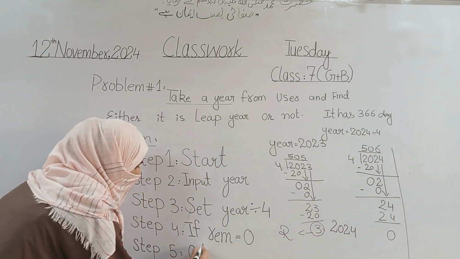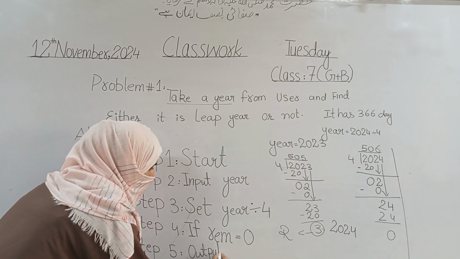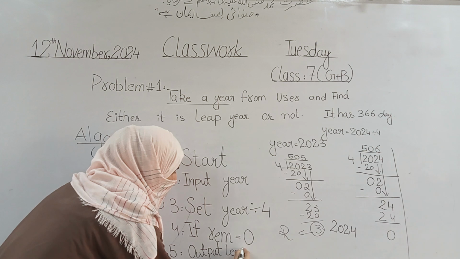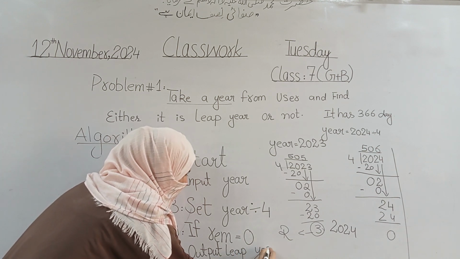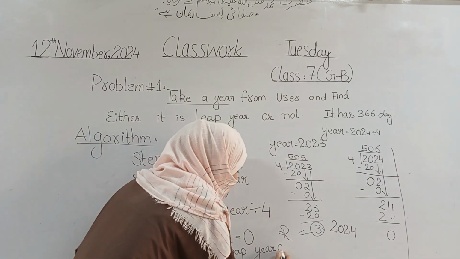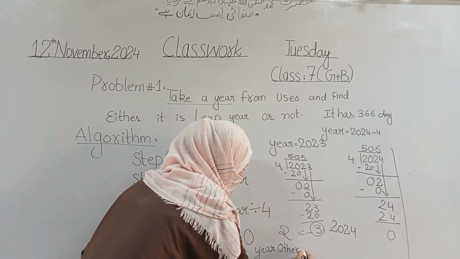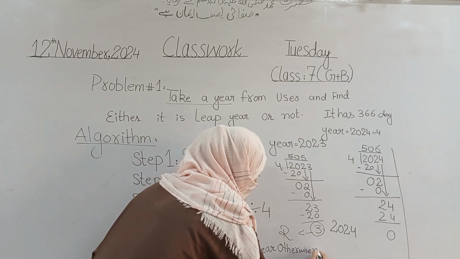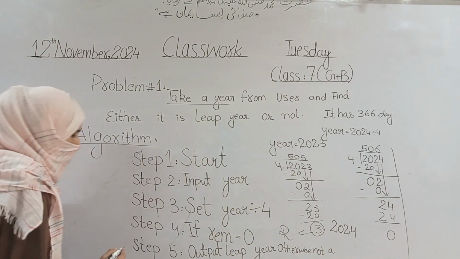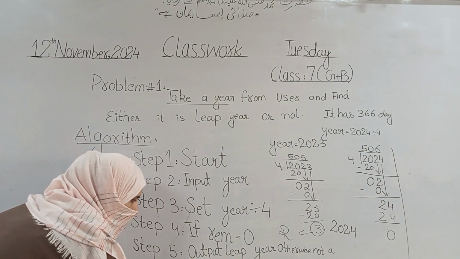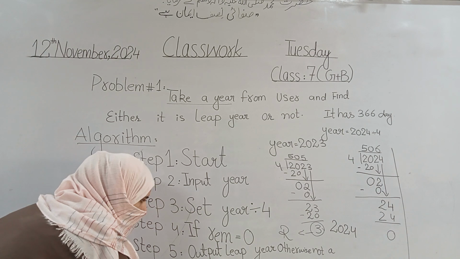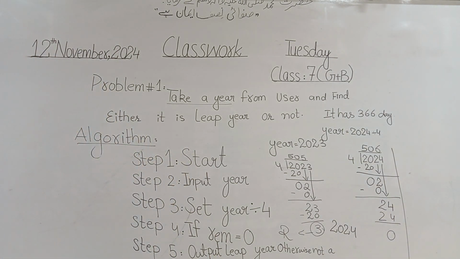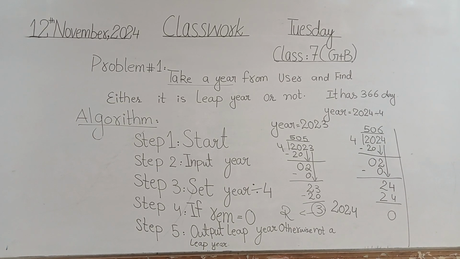step number 5, output leap year, otherwise not a leap year. Step number 4: if the remainder is equal to 0, the output is leap year, otherwise not a leap year.